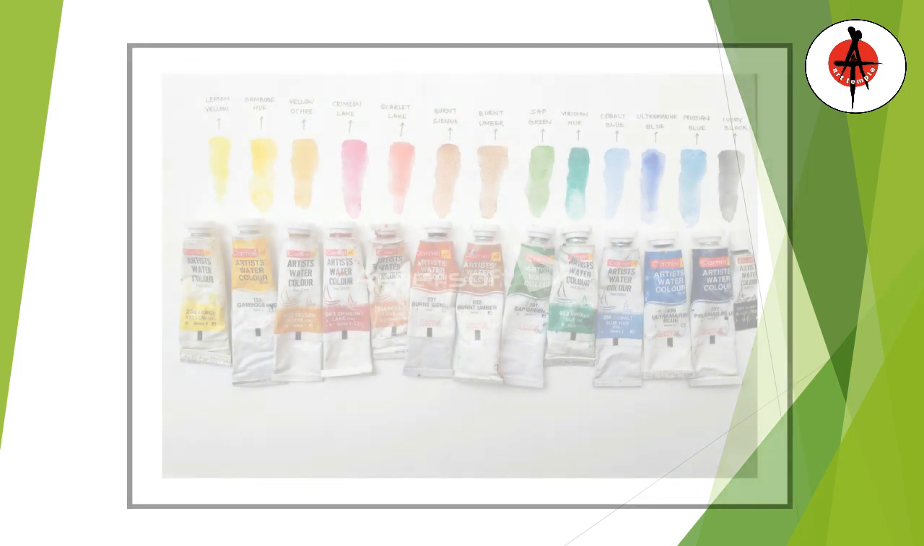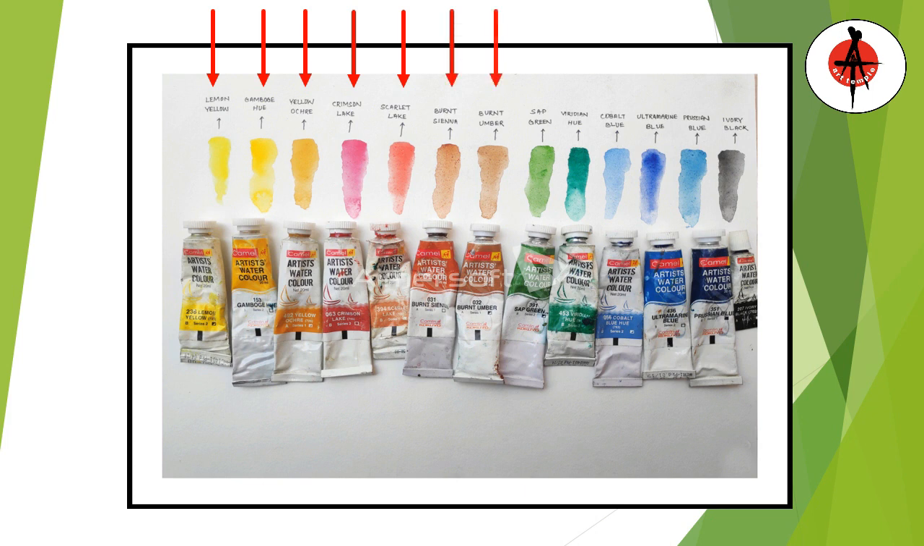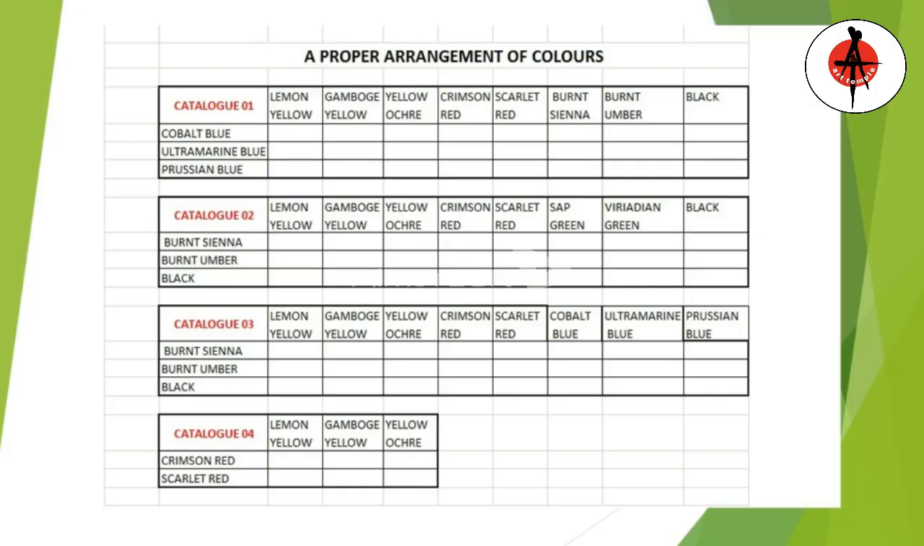Here I am taking 13 sets of colors, and we mix them with each other and find out the color grades. Those colors are lemon yellow, gamboge yellow, also called gamboge hue. Hue means the other name for colors. Then yellow ochre, crimson red, also called crimson lake. Then scarlet lake, burnt sienna, generally we call it brown. Then burnt umber, which is the dark shade of brown. Then sap green, viridian green, cobalt blue, ultramarine blue, porcelain blue, and at last I have taken ivory black.